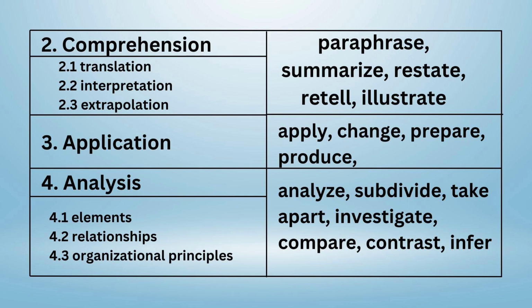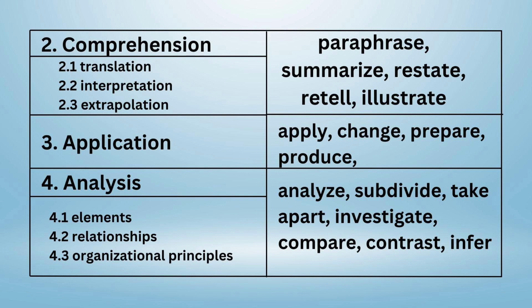So the students identify patterns, make inferences, and draw conclusions. They have three subcategories. First is elements, identifying the individual parts or components. Second, relationship, which is understanding the connections between different parts. Third is organized principles, which is recognizing the underlying structure or organization of the information.